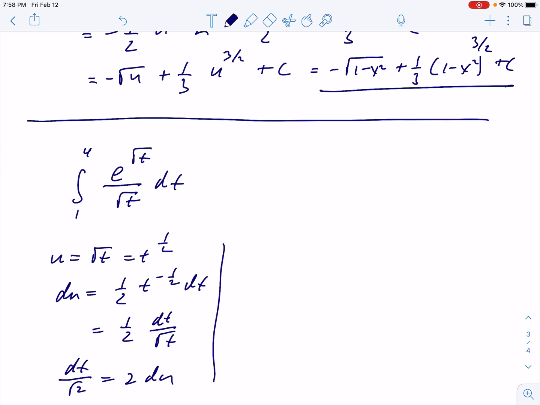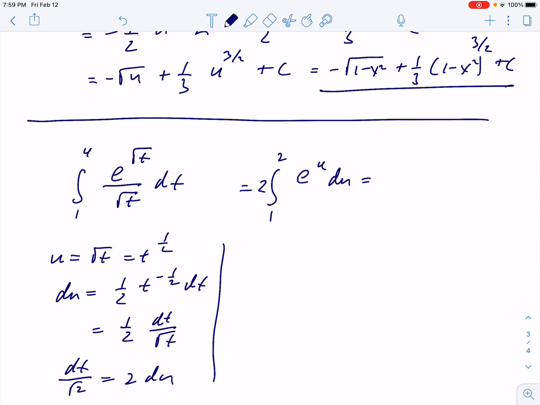And then we go back to the integral. This will be the integral of e to the u, and just 2 times du, 2 outside. Don't forget the limits. When t is 1, u is 1. When t is 4, u is 2. So that's it. The integral becomes really very simple. You just need to make the appropriate substitution at the beginning.